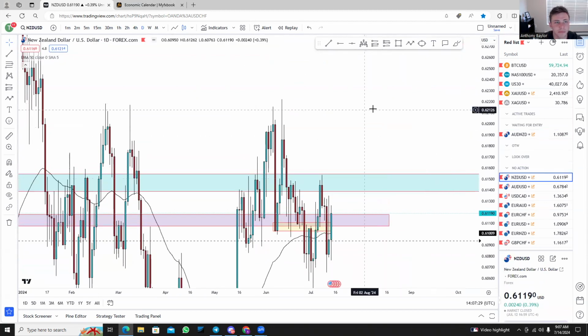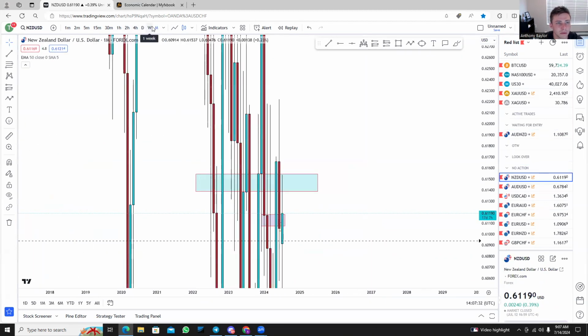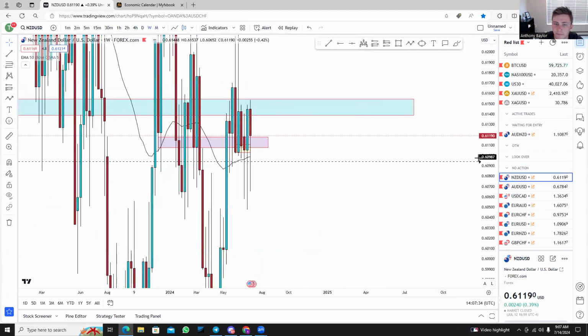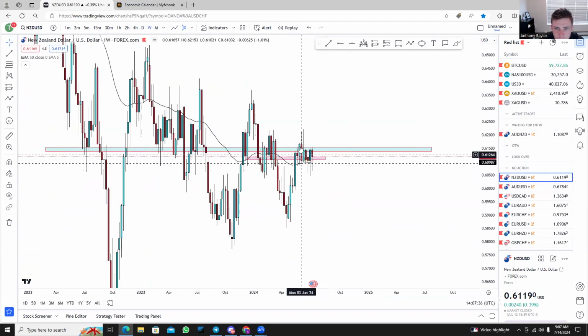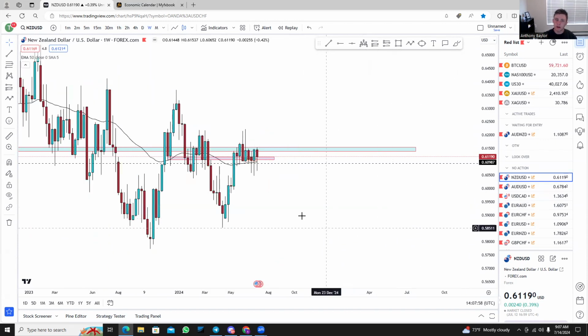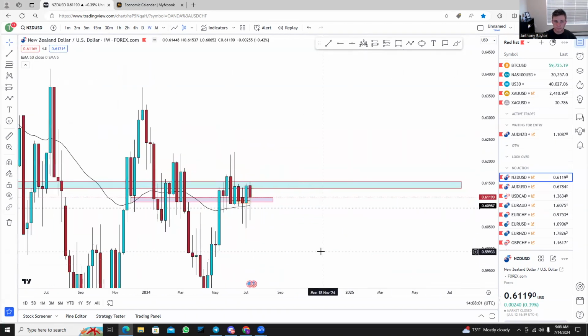NZD USD. Come to the weekly chart. So we got our high or high, yeah. So this is a forex.com chart, and you can see the gaps here. You're gonna notice that some of my charts are forex.com. It all depends, just because some of them show gaps and some of them don't. It is what it is.